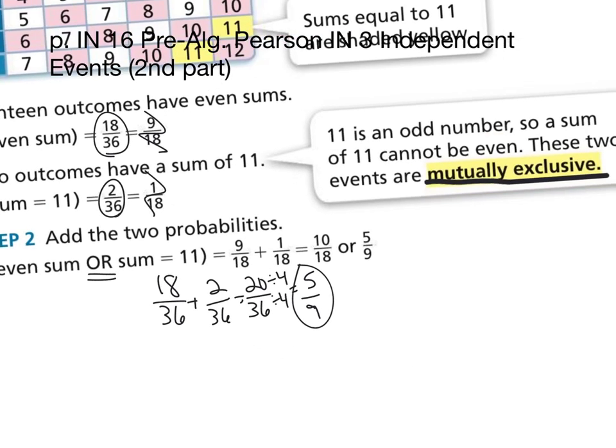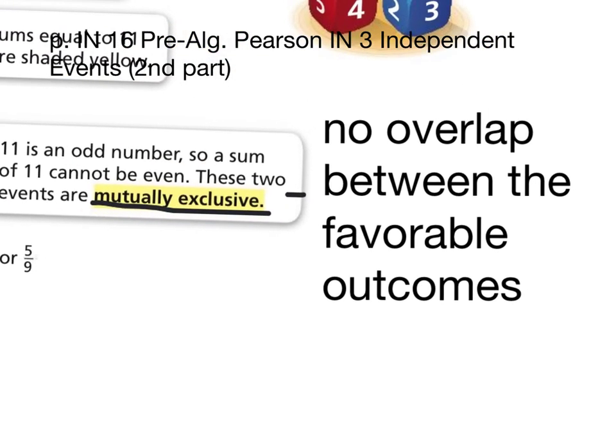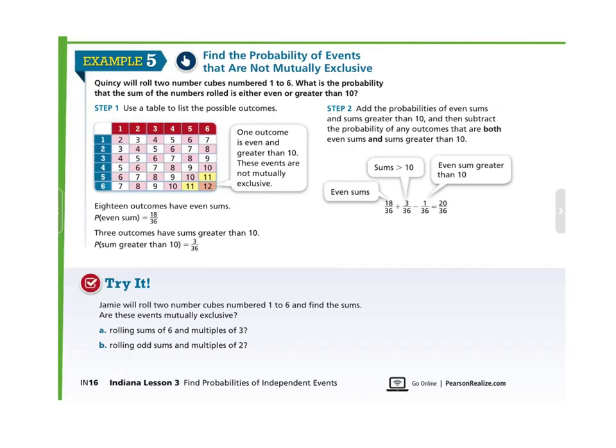So what do we mean with mutually exclusive? Mutually exclusive means that there's no overlap between the favorable outcomes. In other words, in this case, we're trying to get either an even number, a sum that's even, or a sum that's 11. 11 is not even, so there's no overlap. It's not 11 and even at the same time.